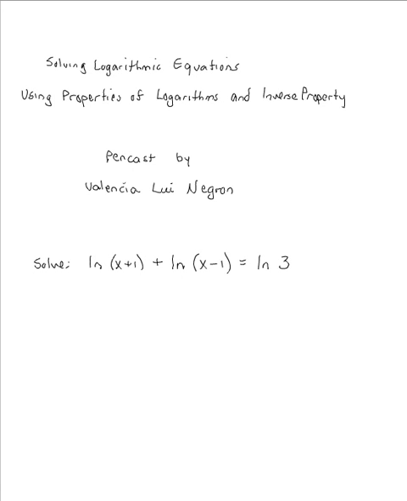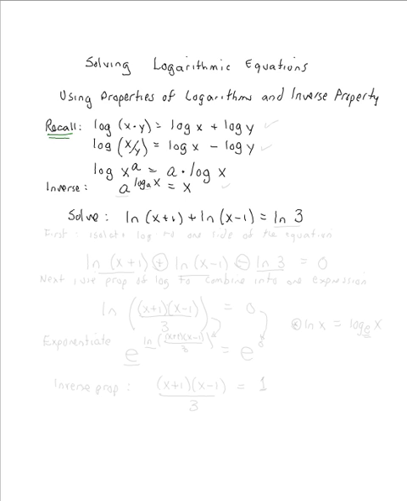We want to take a look at solving logarithmic equations using properties of logarithms and the inverse property. We're given an equation, natural log of x plus 1 plus the natural log of x minus 1 equal to natural log of 3. First, recall that we have some properties of exponents.